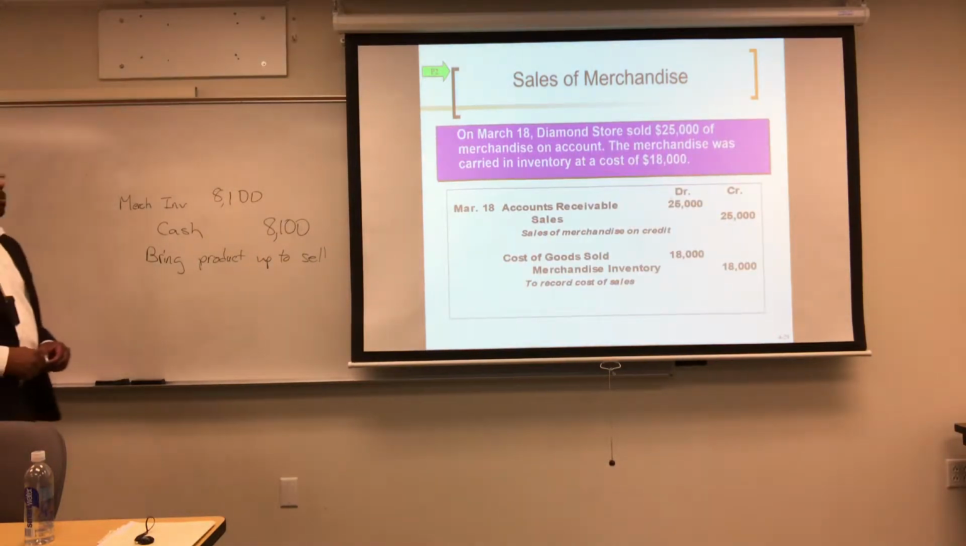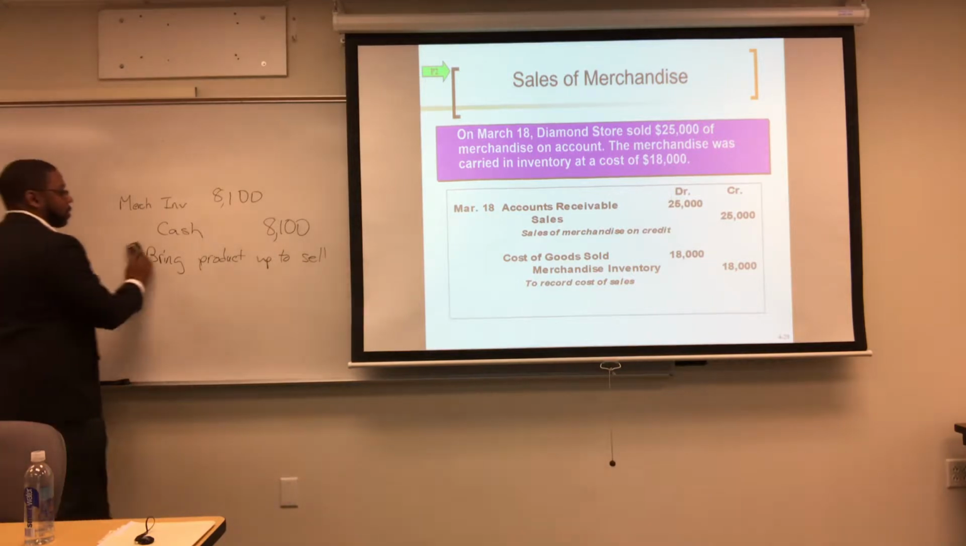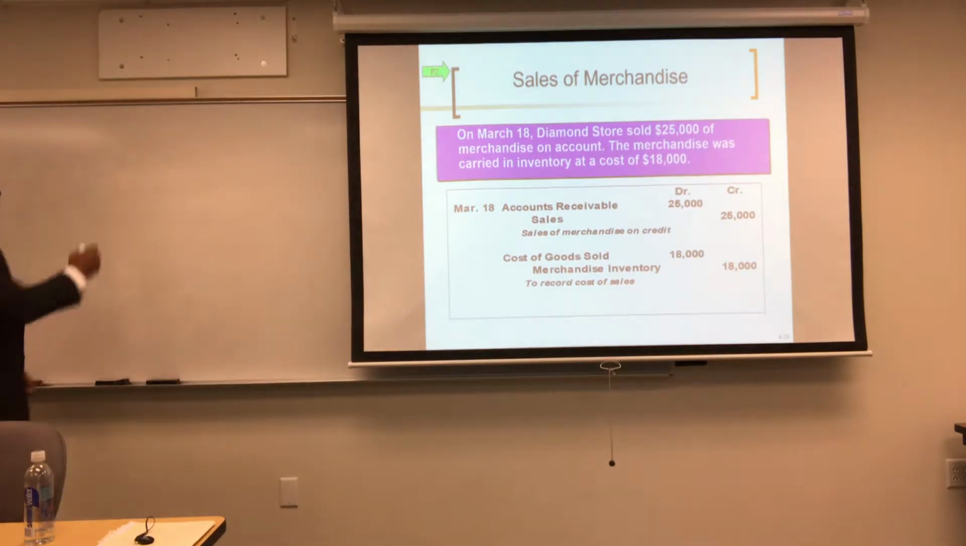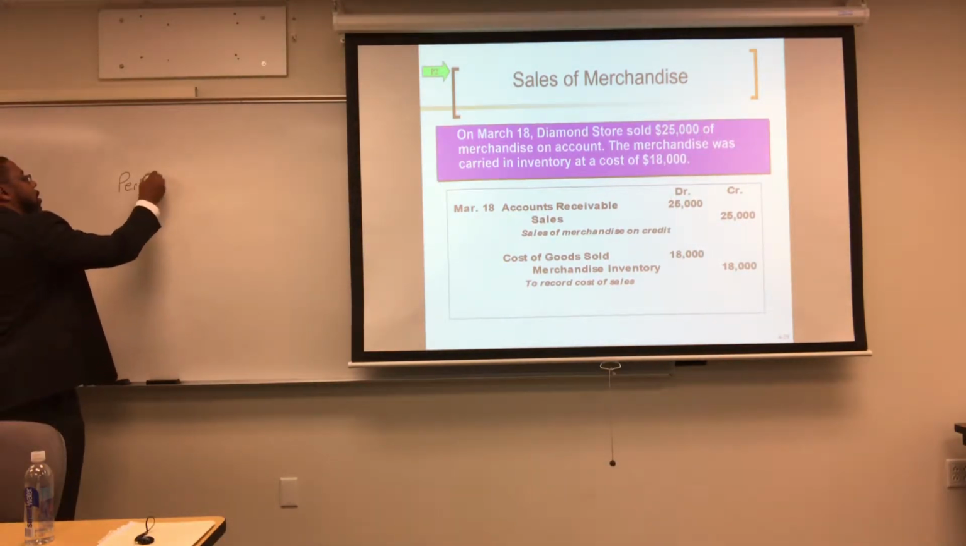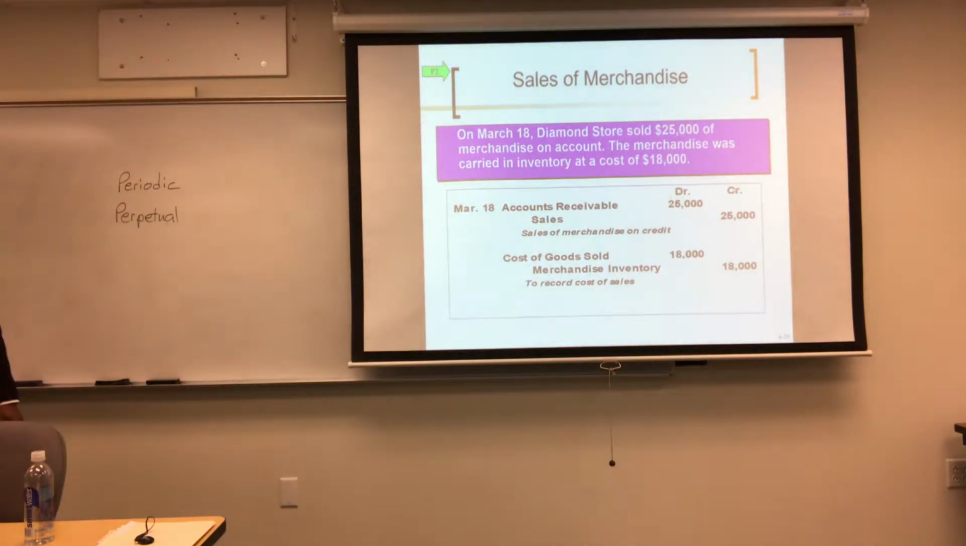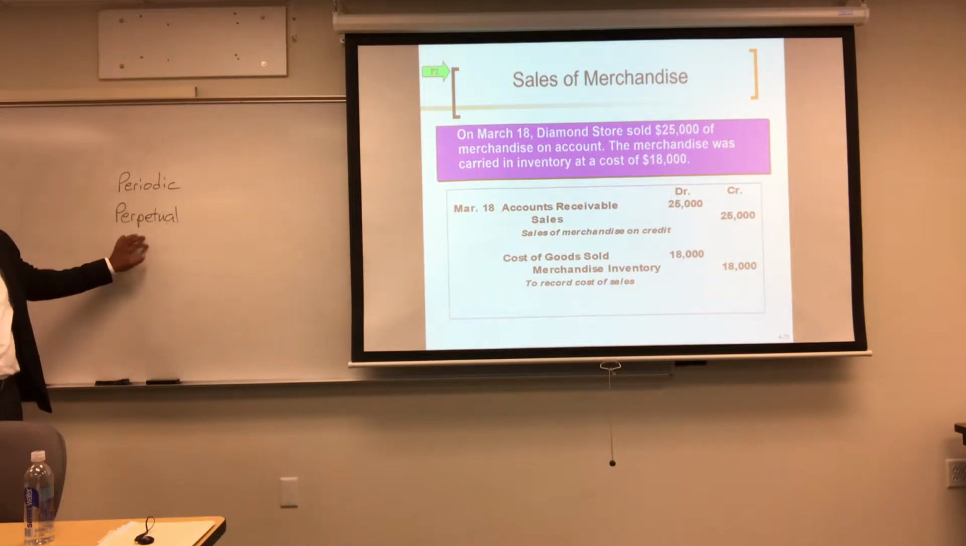All right, so here's another question. What we're dealing with now is selling goods. There's two methods in which we calculate the sale of goods. There's the periodic method and there's the perpetual method. I'm going to give you a visual example of both to give you a feel on how it works. So we'll start with the perpetual method.